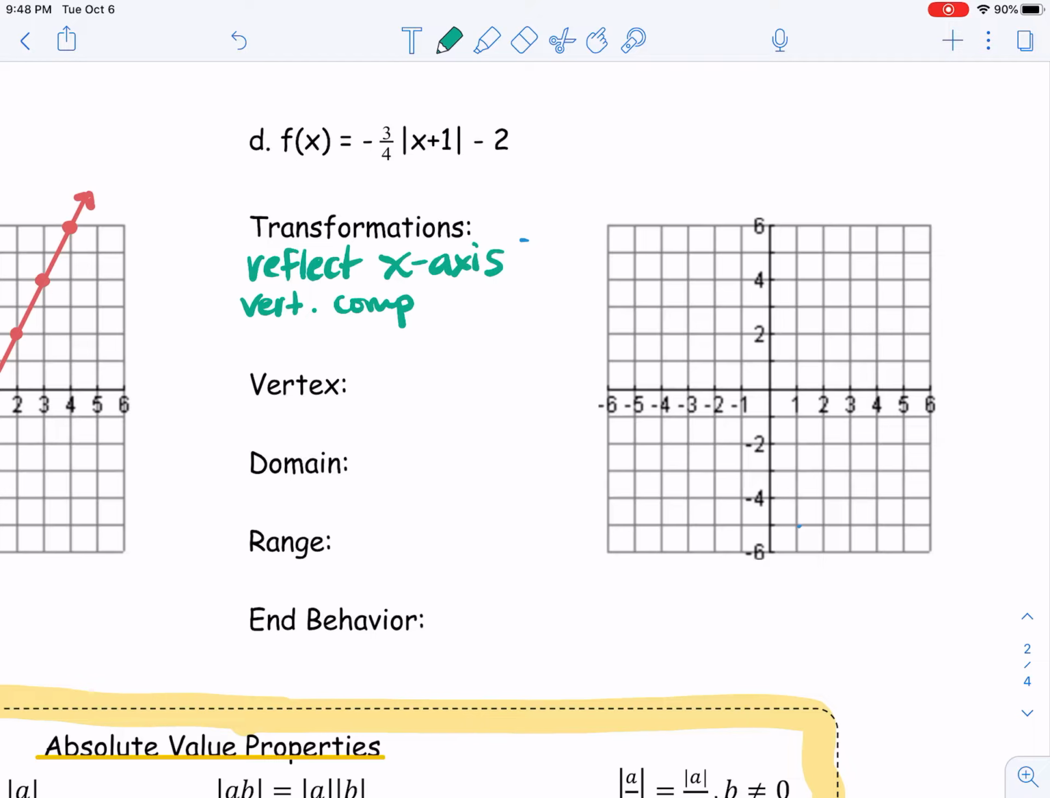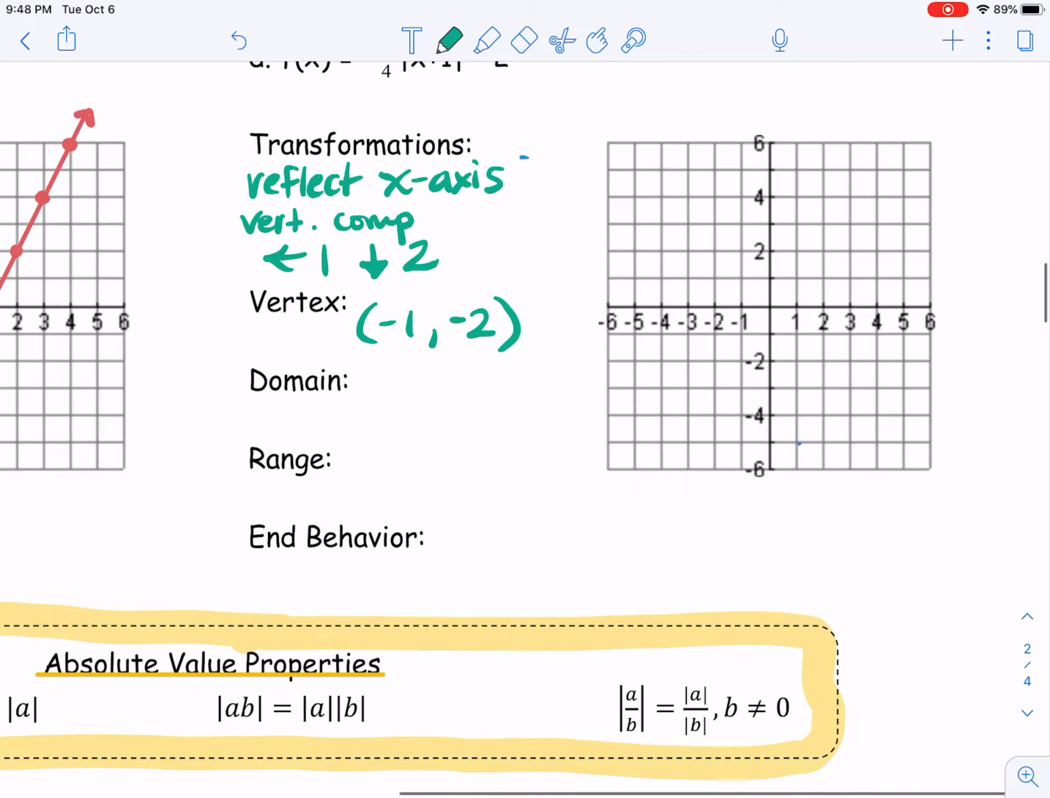Inside those absolute values, I see x plus 1, so that means I'm going left 1. And then on the outside, I see that -2, so that means I'm going down 2. So, of course, that is my new vertex, (-1, -2), which is right here. I know I'm reflecting over the x-axis, so instead of going right and up, I will go right and down. Instead of going left up, I'll go left down. Instead of going right 1, up 1, I'm going to be going right 1, down 3/4 of the way.